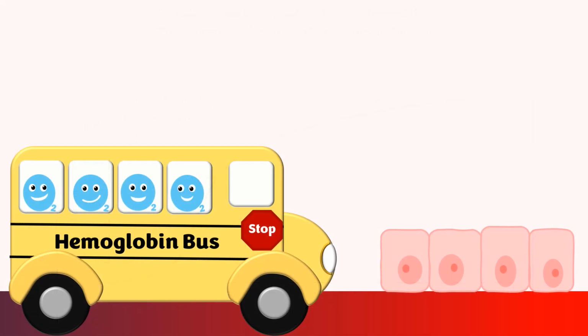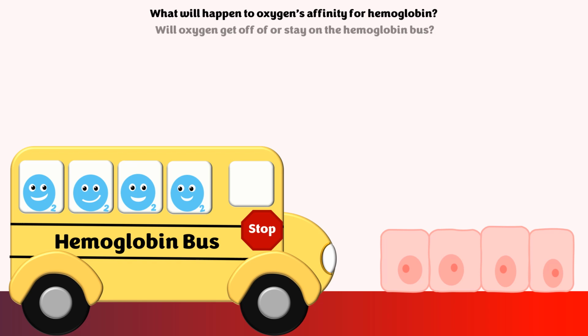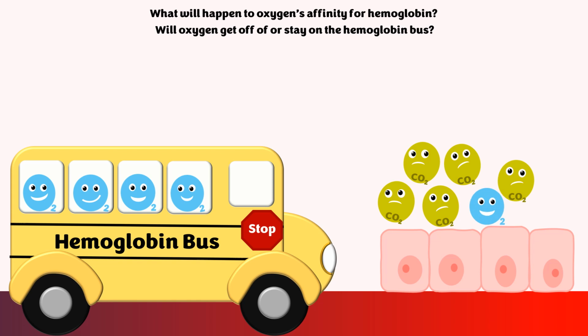So we're going to look at a different scenario this time, and we're still going to ask the question, what will happen to oxygen's affinity for hemoglobin? Or put another way, will oxygen get off the hemoglobin bus, or is it going to stay on? Well, in this scenario, we're going to see that the tissues are populated with a lot of carbon dioxide, but not very much oxygen. And remember, oxygen molecules are only concerned with how many other oxygen molecules there are in the area. And when there's low oxygen in the tissues, that's going to be a sign that the oxygen molecules on the hemoglobin bus can depart. And so they do.